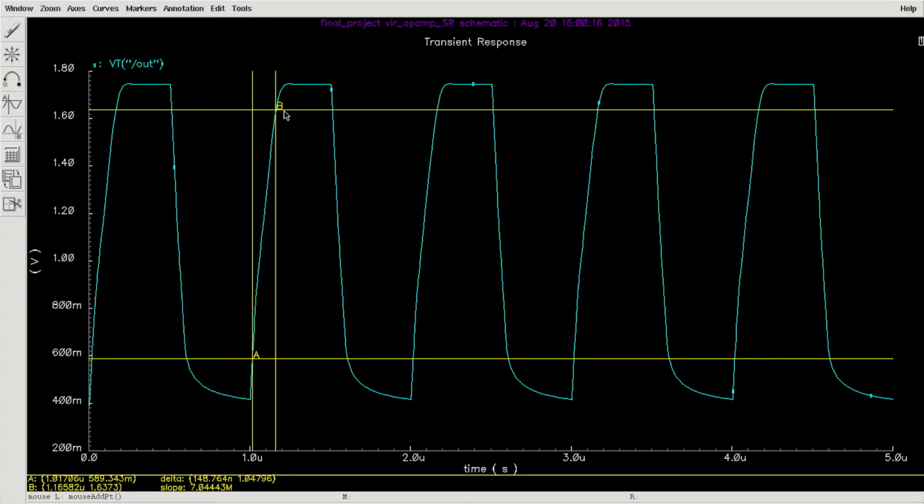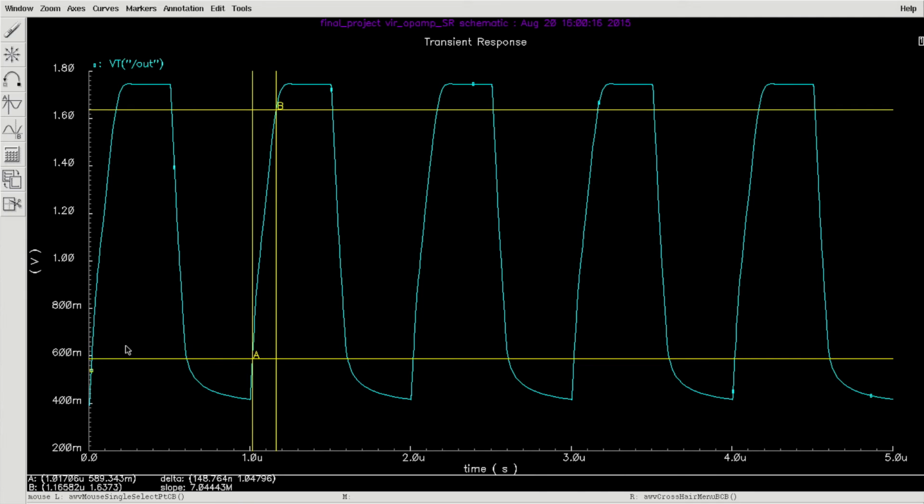So as you can see here at the bottom, the delta, the slope, is saying 7.044. So somewhere I can say 7 mega. So it's like you can say my voltage is increasing at 7 megavolts per second.